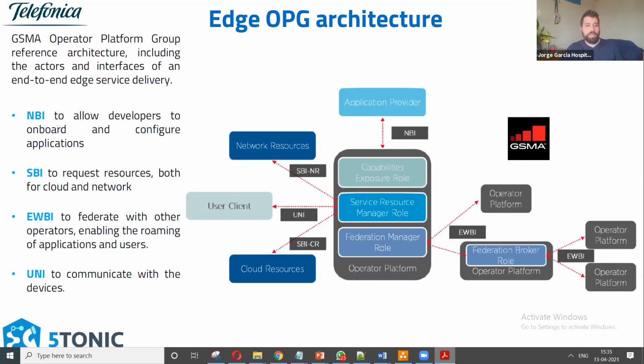But we also want to enable the roaming of the users. The same as we have roaming for the voice, we also want to have roaming for the edge service. And finally, we have a specific interface so that the final devices, the agents on your mobile device that want to connect to an edge application, can communicate with this platform, can request the service, can authenticate themselves, and we can also manage the mobility of these devices along the country and abroad also. So if we go to the next slide, please, Nishant.